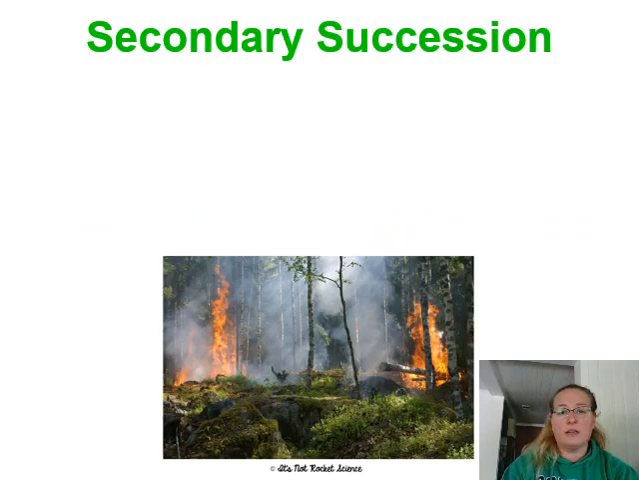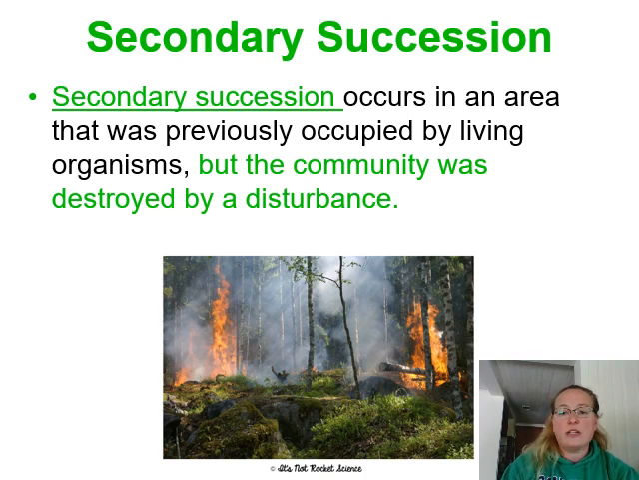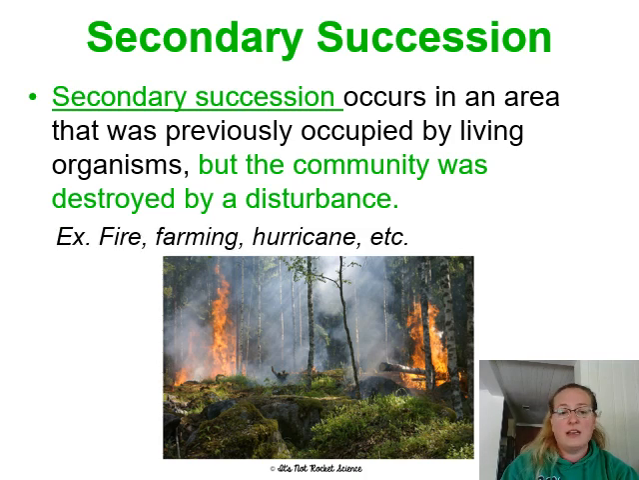Secondary succession is a little bit different. Secondary succession occurs in an area that was previously occupied by living organisms, but the community was destroyed by a disturbance. An example would be a forest fire, farming, or a hurricane. Secondary succession wipes out the community, but it leaves the soil. So secondary succession can only take place if there's already soil there, and there could only be soil there if primary succession occurred at some point in the past.